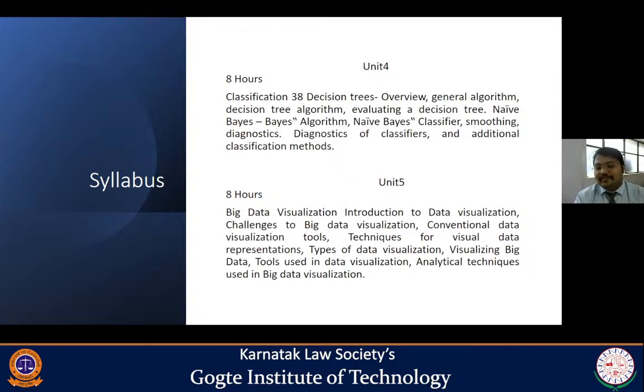In the fifth unit, we look at big data visualization. Here we take you through a few visualization tools like Tableau, and we help you understand how data visualization can be done using conventional data visualization tools, and techniques for visual data representation, how you can represent data in different forms, and then visualizing big data, tools used in data visualization, and analytical techniques used in big data visualizations. So these are the 5 units where we are going to cover various aspects of data analytics.